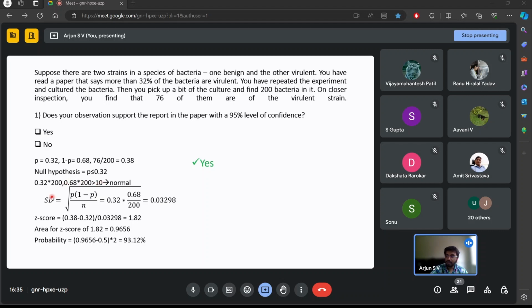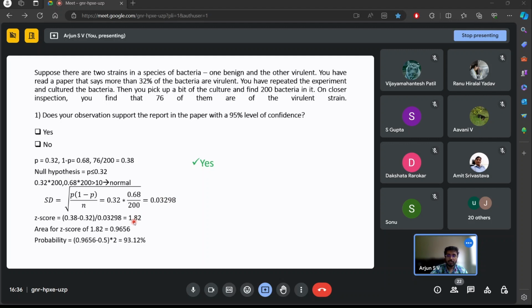After that, you try to find out the standard deviation using this formula, the square root of p into 1 minus p divided by n, and the whole root will give you a value of 0.03298. Then using this standard deviation, you find the z score. Your z score will be your measured p value minus the expected p value, divided by the standard deviation, which gives you a z score of 1.82, that is 1.82 standard deviations.